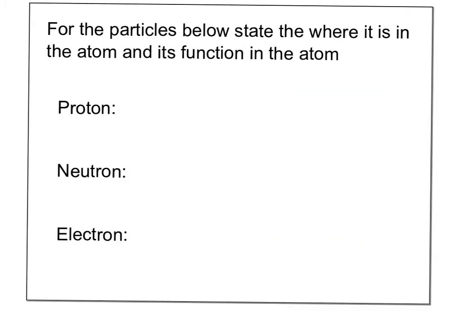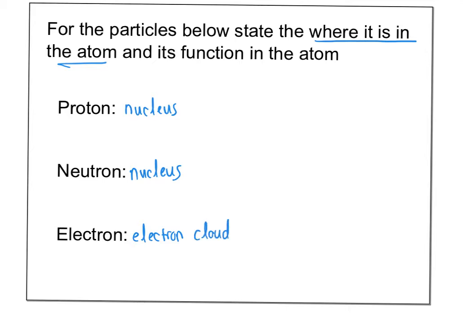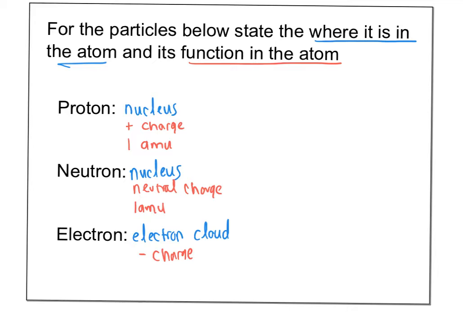So let's go through each of these and state where they are located in the atom. So the proton is, we just said, in the nucleus. The neutron is in the nucleus. And the electron is in the electron cloud. Let's do function. So the protons we know have a positive charge and a mass of 1 AMU. The neutrons are neutral in charge and have a mass of 1 AMU.